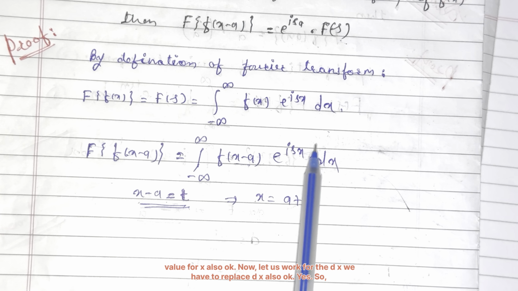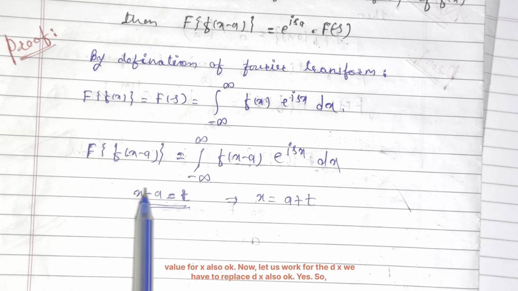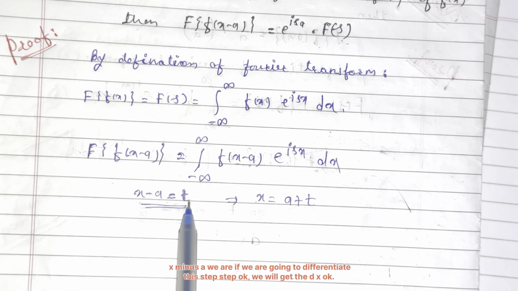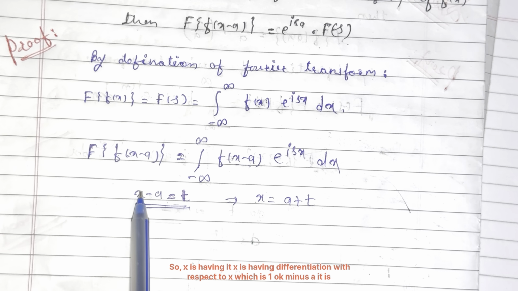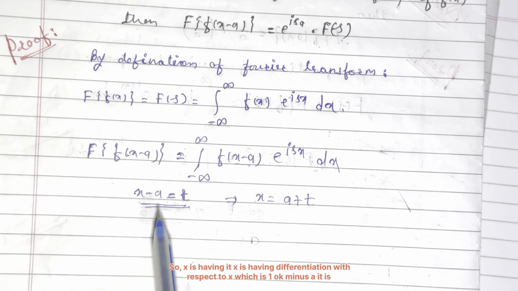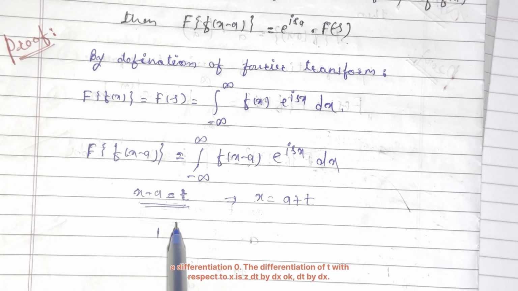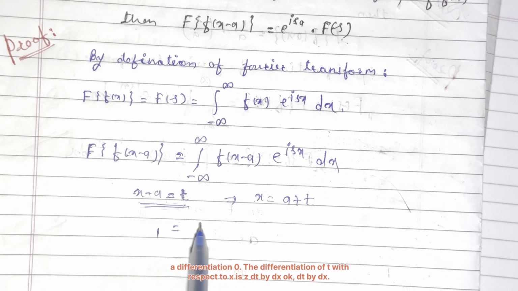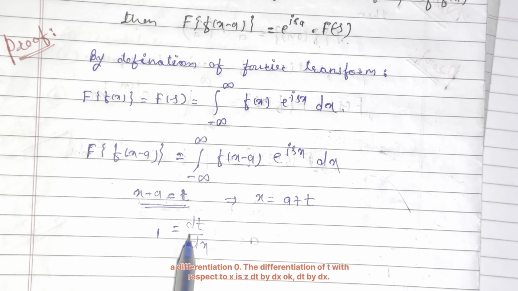Now let's work on dx. We have to replace dx also. If we differentiate x minus a with respect to x, the differentiation of x with respect to x is 1, and for minus a it is 0. The differentiation of t with respect to x is dt by dx.